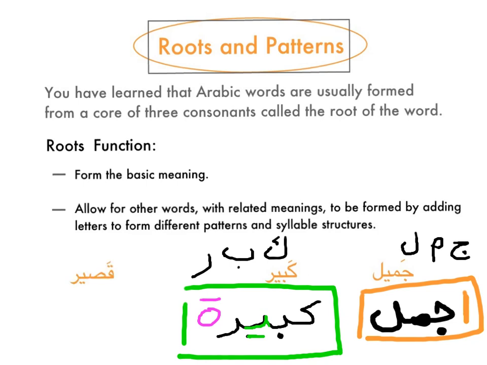And the last example is the word qasir. The root letters are qaf, sad, and ra. And here we can make the word maqsoor from the root qaf, sad, ra. Maqsoor means shortened. As you see here, we add the letter mim and waw to the root.